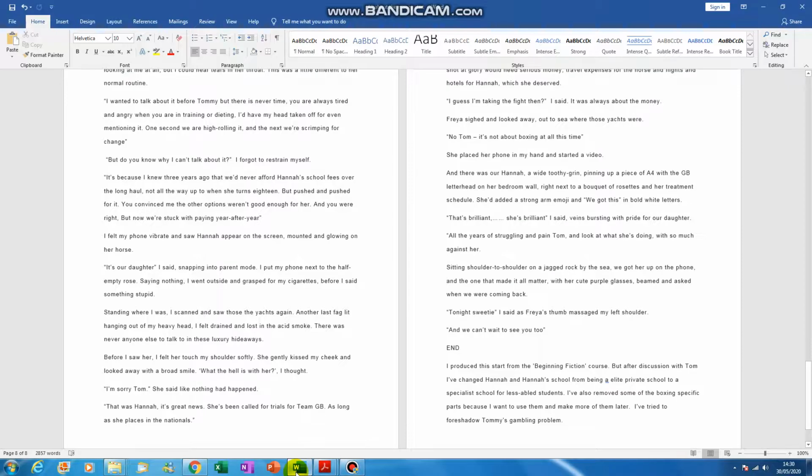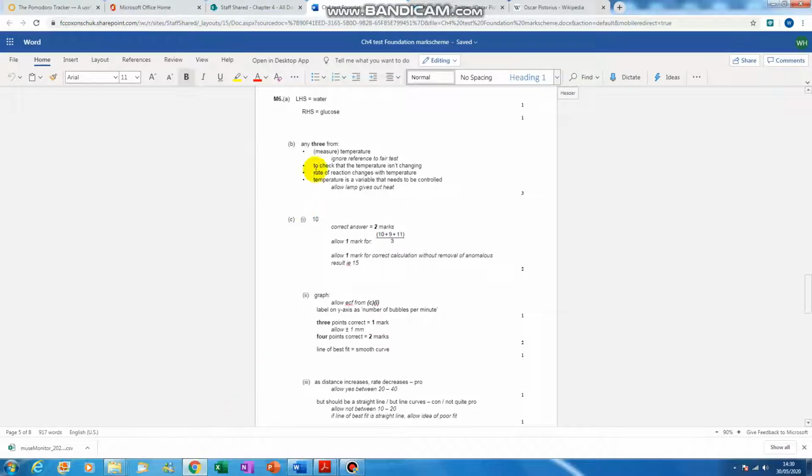So let's have a look at the mark scheme for that one. So to measure the temperature, to check that the temperature isn't changing, the rate of reaction changes with temperature. Temperature is a variable that needs to be controlled. So any 3 of those 4 points. So the thermometer is there for the temperature. The temperature shouldn't change because changing the temperature will change the rate of reaction, and just clarifying that temperature is a control variable.